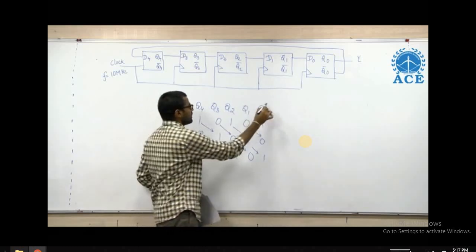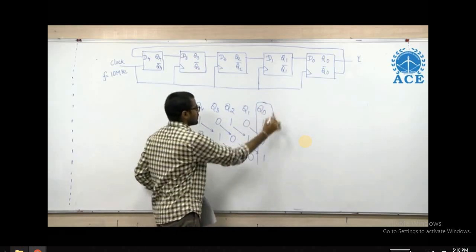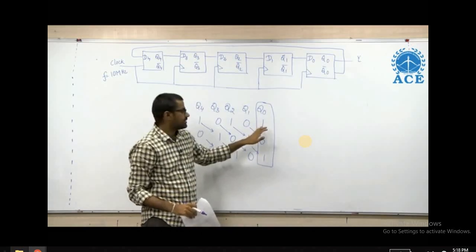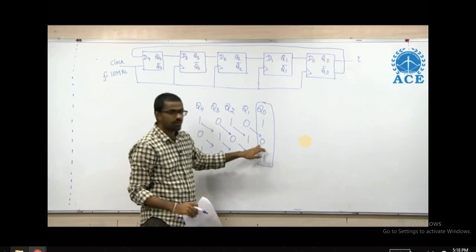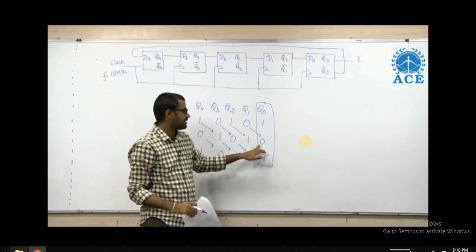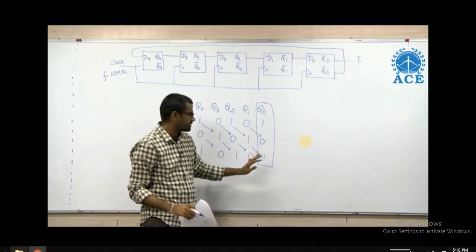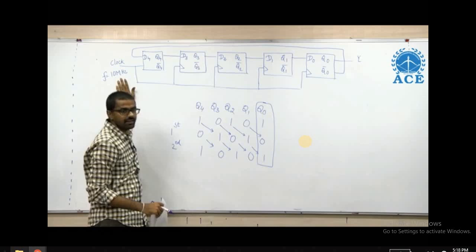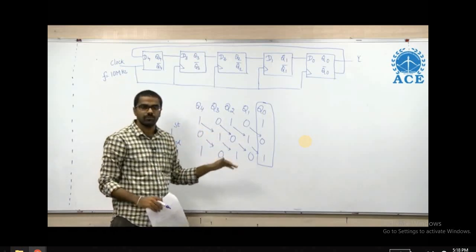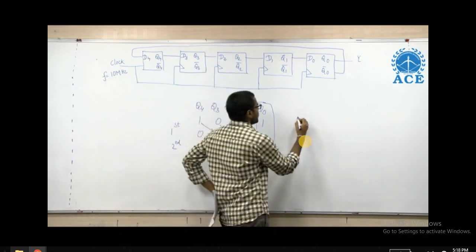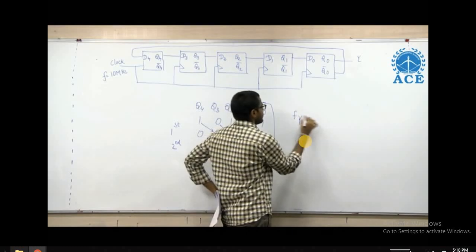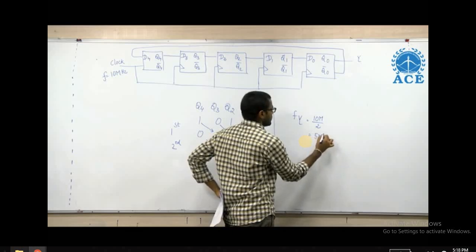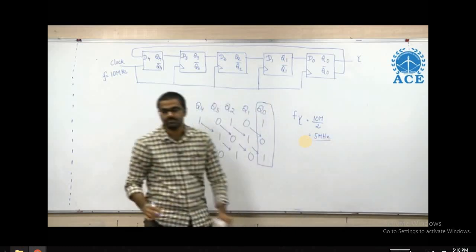If we observe clearly, Q0 is transferring logic 1 to logic 0 for one clock pulse, and for the successive clock pulse it is transferring from logic 0 to logic 1. So for the applied clock pulse, that is 10 megahertz, it is getting divided by 2. So frequency at output Y is nothing but 10 megahertz by 2, which is nothing but 5 megahertz, which is our required answer.